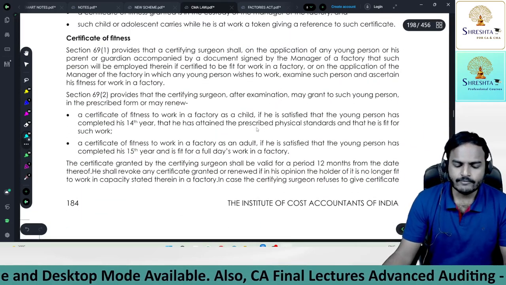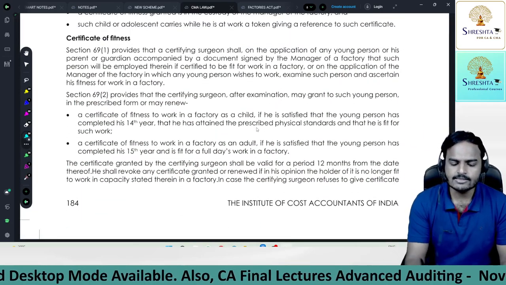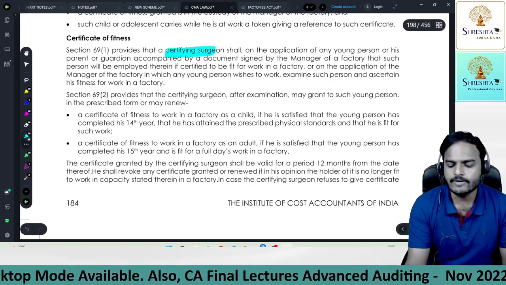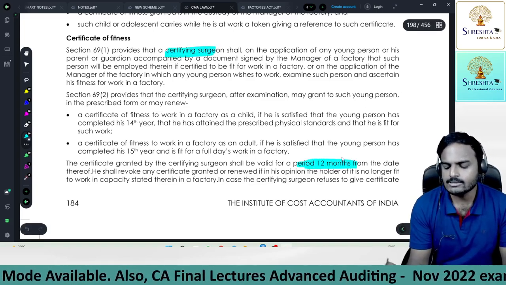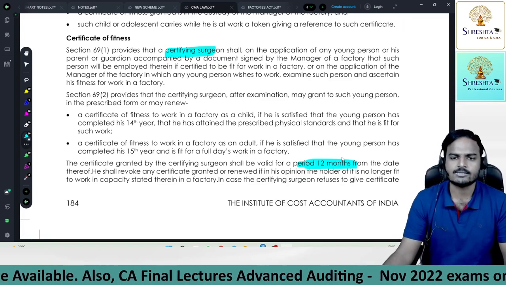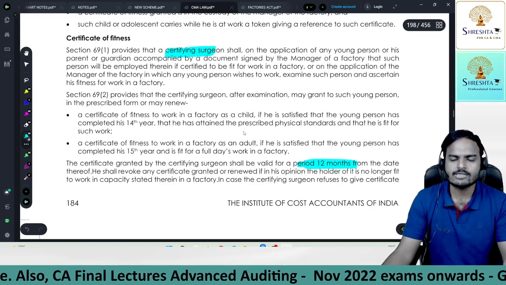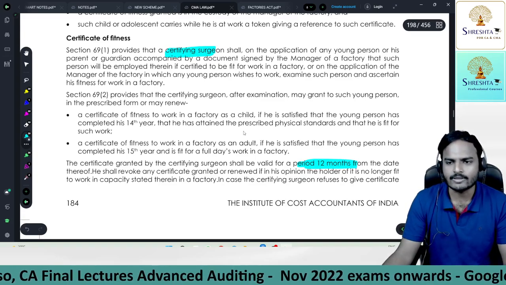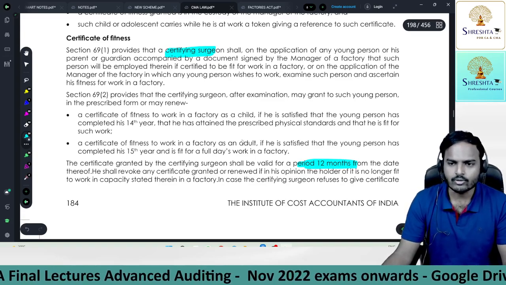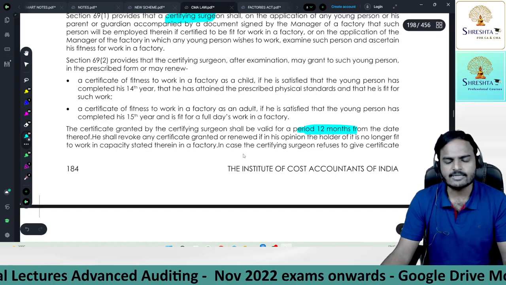And then certificate of fitness is very important. Certified surgeons will give a certificate of fitness every 12 months. Every 12 months they will come and examine the workers. If the workers are suitable, they will get a certificate of fitness. Based on the certificate of fitness only, the occupier will recruit them. So don't think that 12 months is a fixed time period.